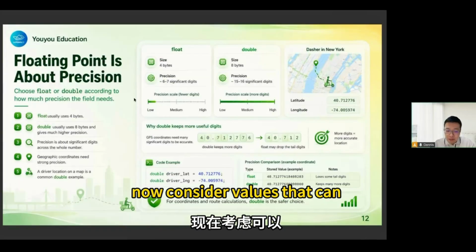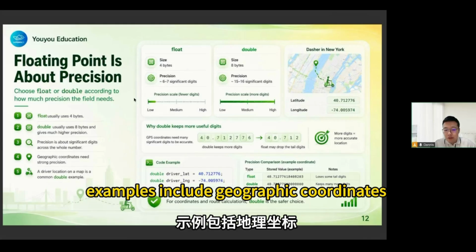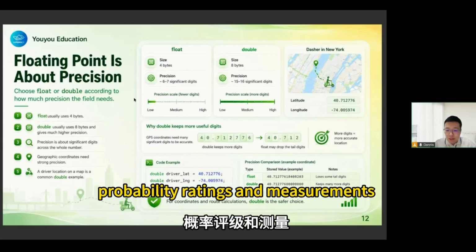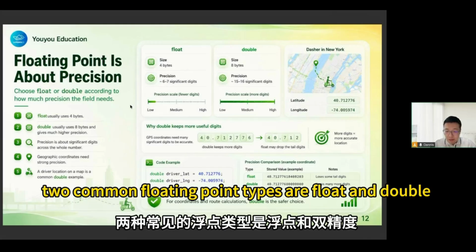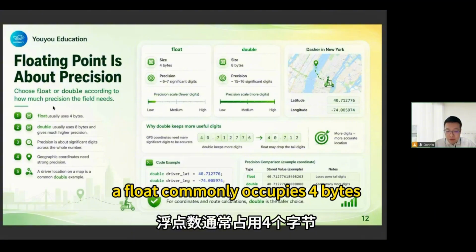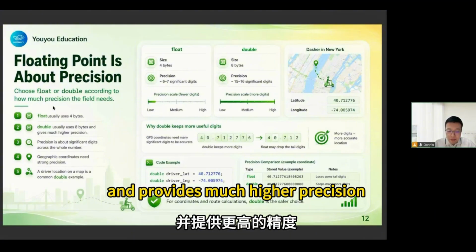Now consider values that contain fractional information. Examples include geographic coordinates, probabilities, and measurements. Two floating point types are float and double. A float commonly occupies 4 bytes. A double commonly occupies 8 bytes and provides much higher precision.